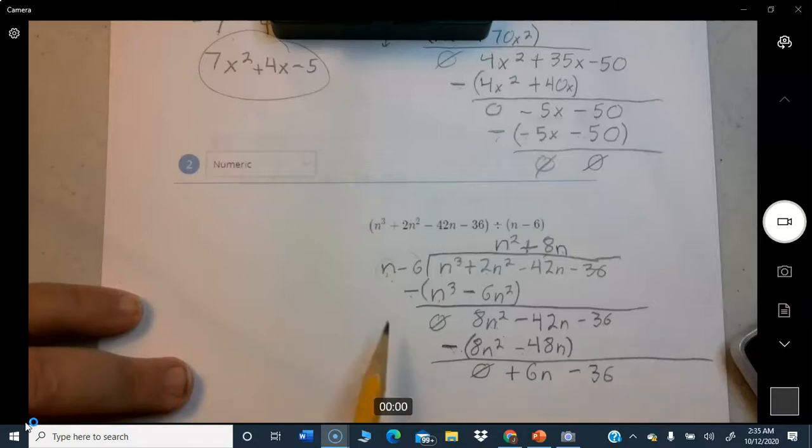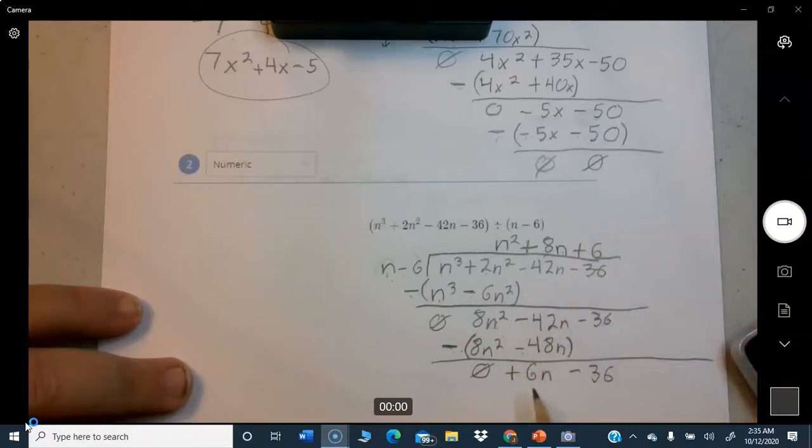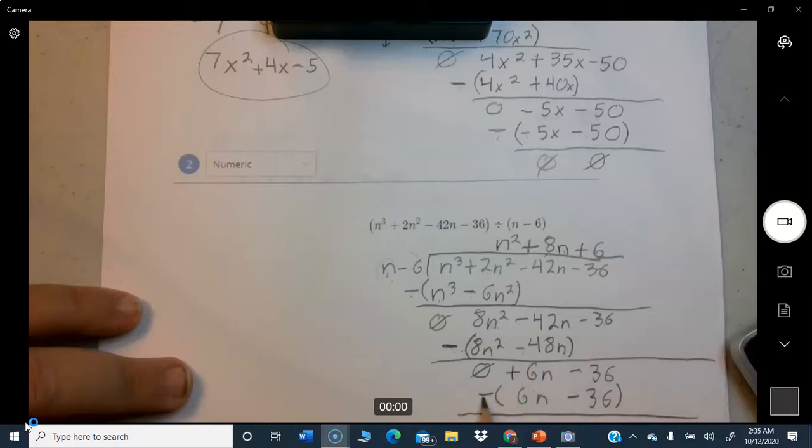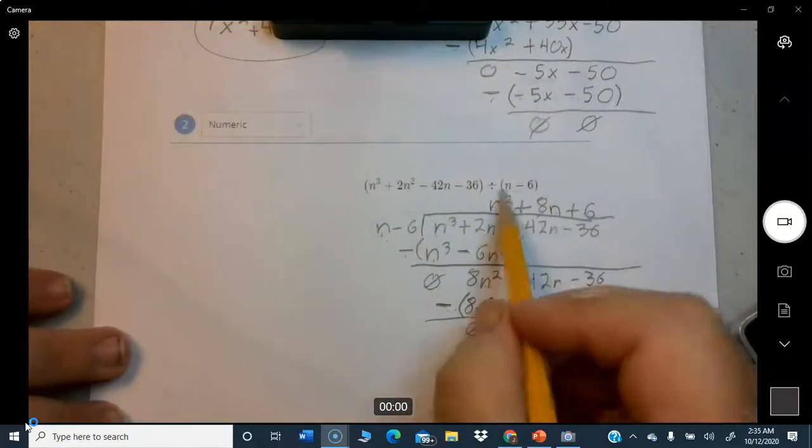All right, now it gets easier and easier. What do you multiply n by to get 6n? That would be 6. 6 times n is 6n. Okay, and 6 times negative 6 is negative 36. So 6n minus 6n is 0. And the negative minus negative becomes a plus. So negative 36 plus 36 is also 0. I'm off screen, sorry. And there you go. You've got no remainder. So there's your answer.